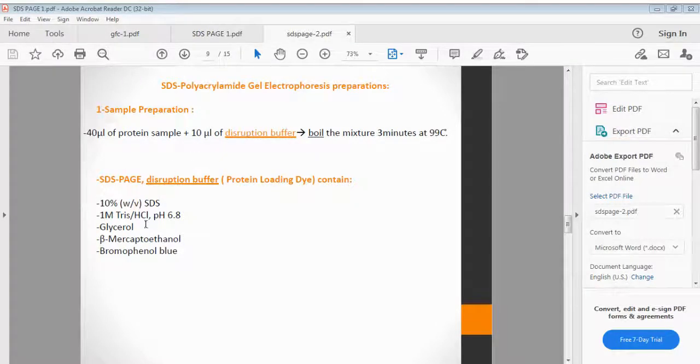So the sample, how it is prepared, I told you. This is the Laemmli buffer, or sample loading buffer. It contains SDS, Tris HCl buffer at pH 6.8, glycerol, beta mercaptoethanol, and bromophenol blue. I told you the use of all this. So 40 microgram of protein sample is boiled with 10 microliter of this buffer. It contains the medium buffer Tris HCl. I told you what is the role of SDS. I told you what is the role of beta mercaptoethanol, bromophenol blue, and glycerol.